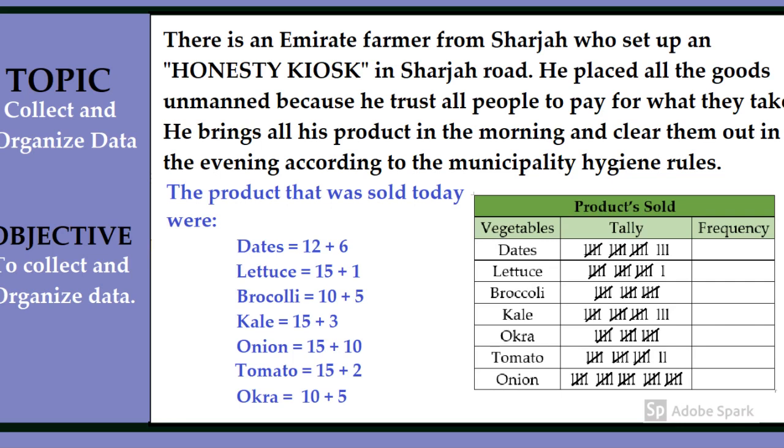Do you remember how to make tally marks? We're going to make 4 straight lines and the fifth one will be diagonal representing 5 counts. Okay? Then we are going to count the tally for the frequency. So, we counted all the vegetables that were sold and the frequency was shown here.